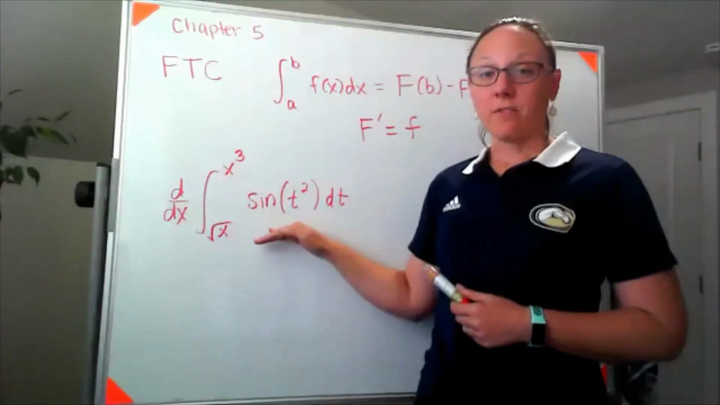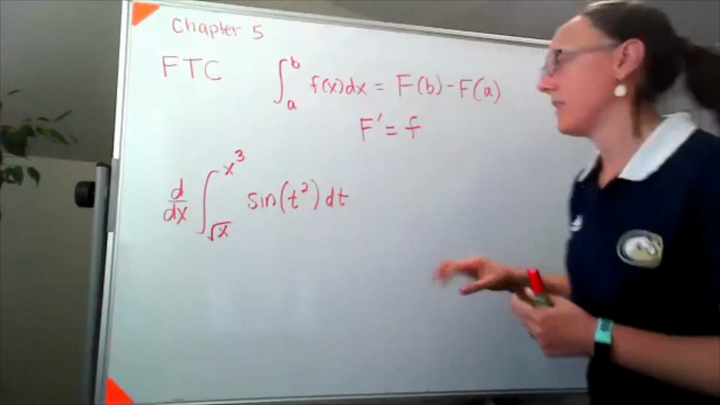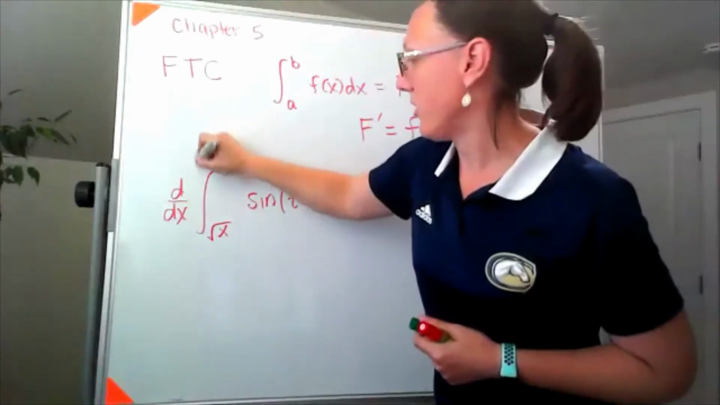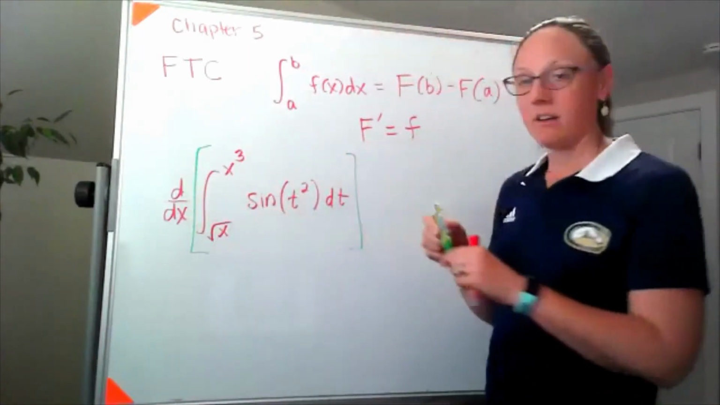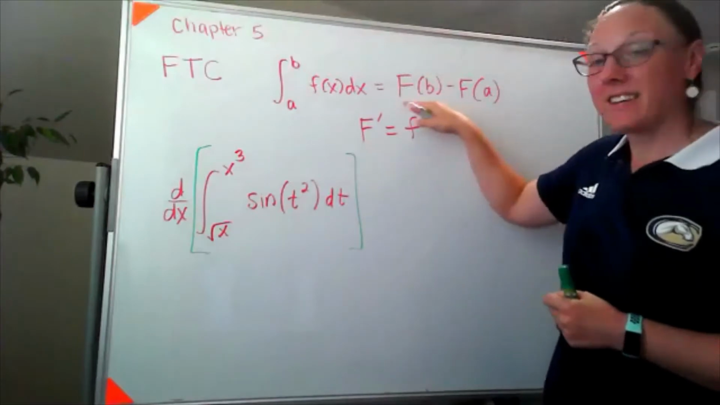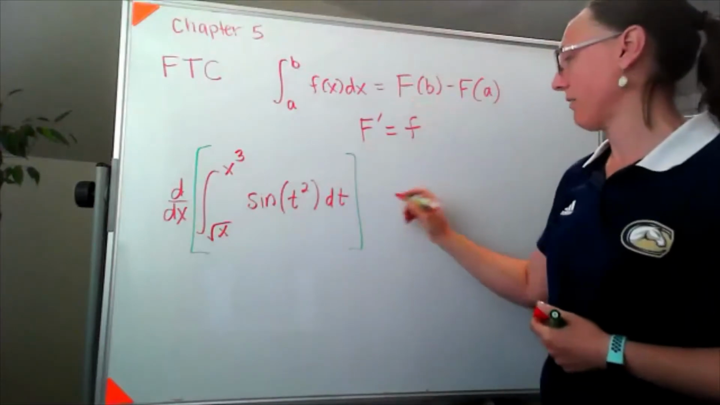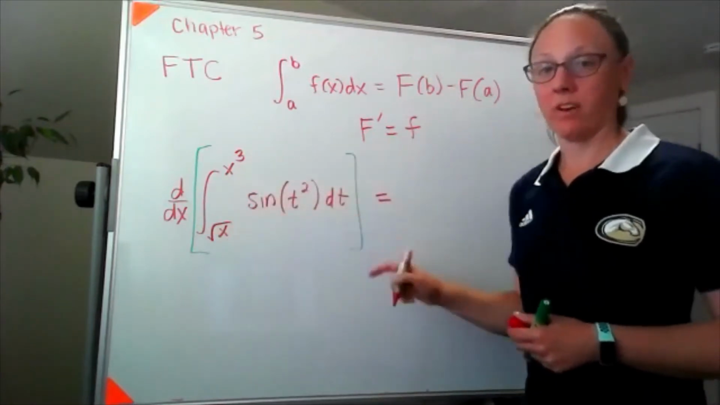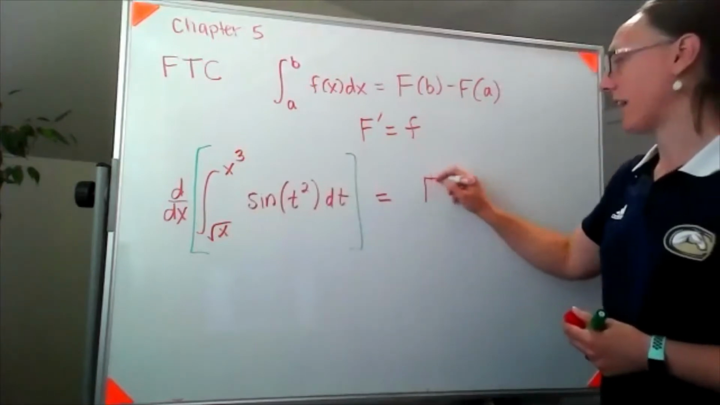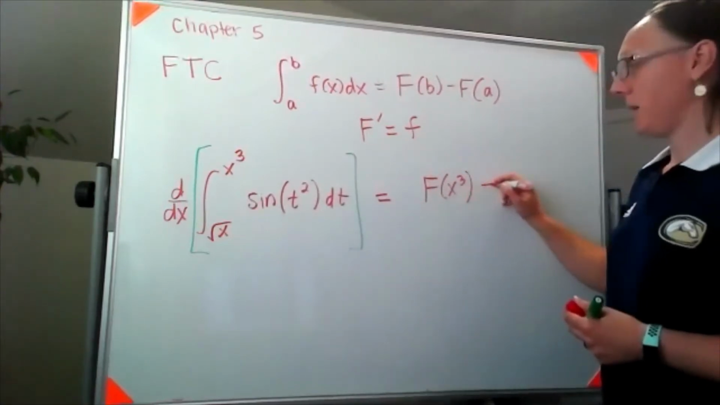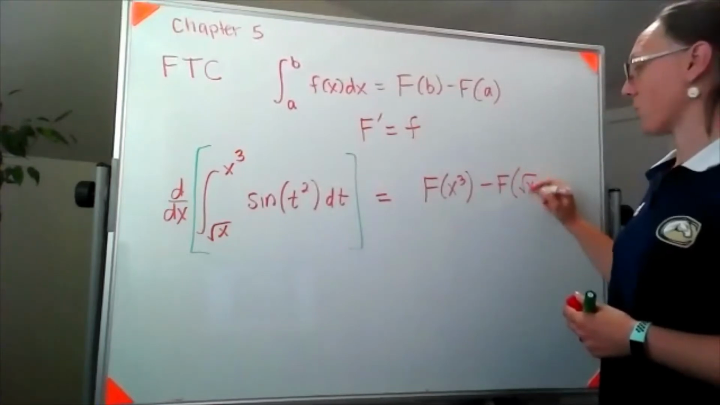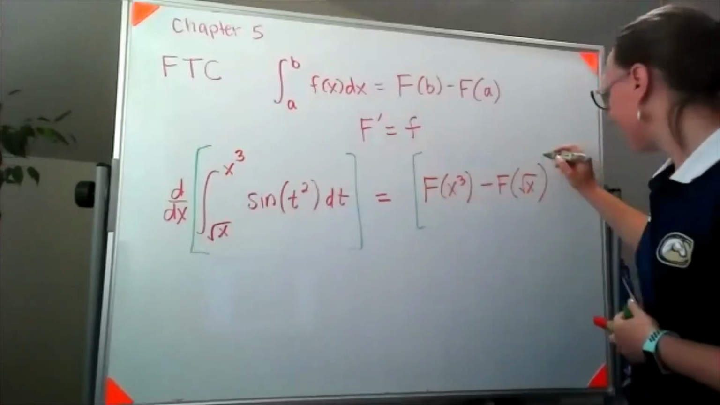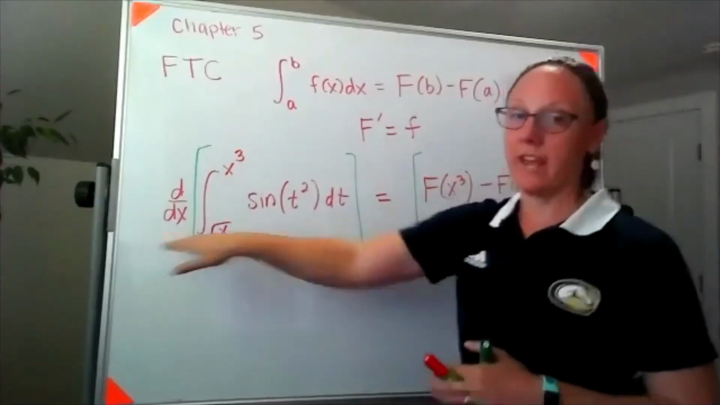Now, the fundamental theorem of calculus tells me that just for the integral part, there is some big F function out there, and what we should do is plug in the top minus plugging in the bottom. So I'd have something that looked like big F of x cubed minus big F of the square root of x. Now that's just the integral part. With this problem, we're taking the derivative of that.